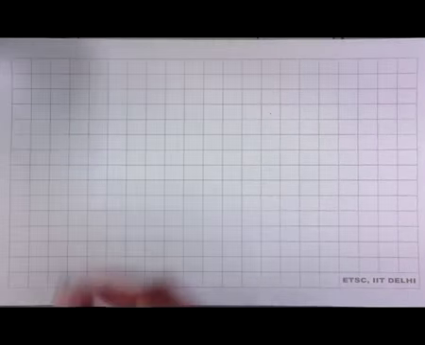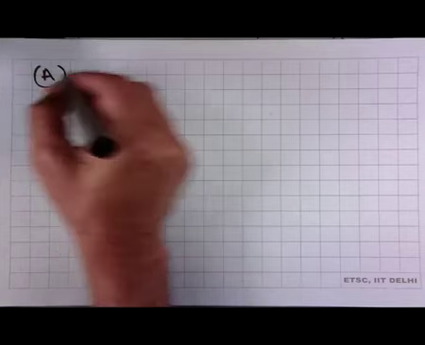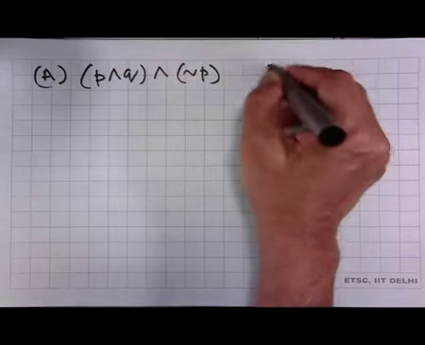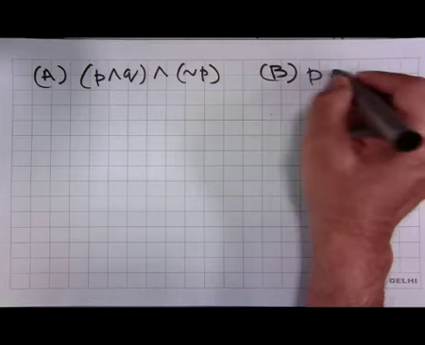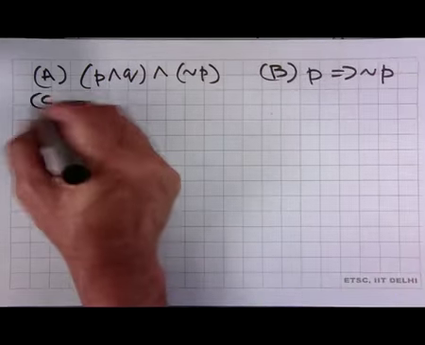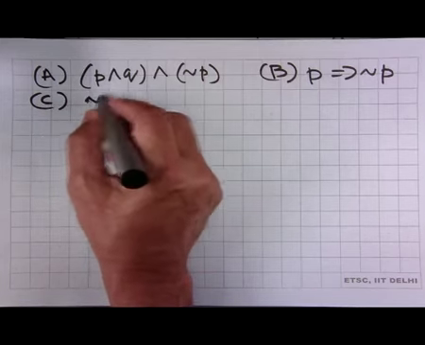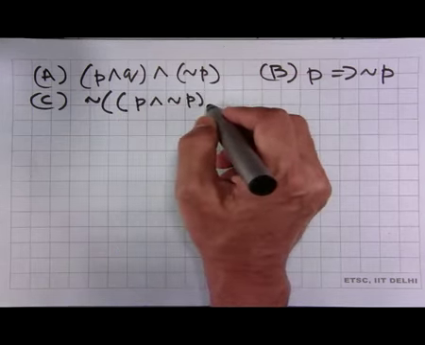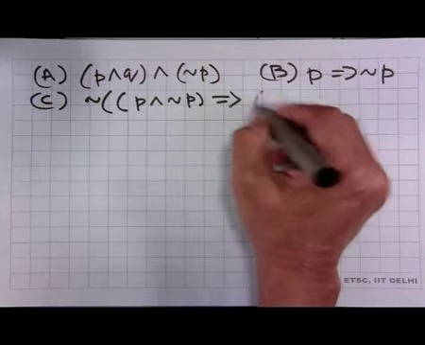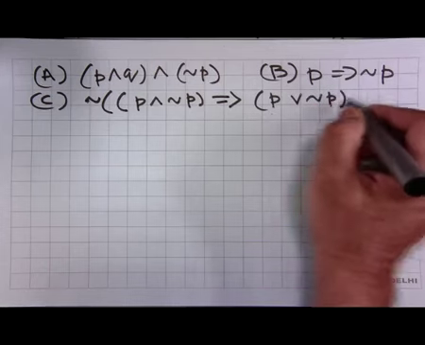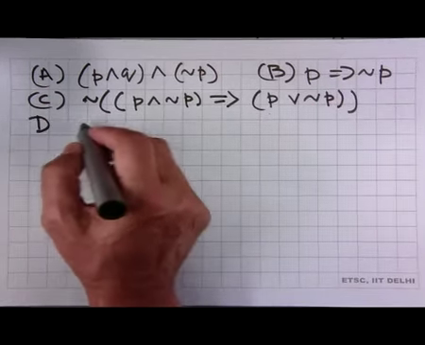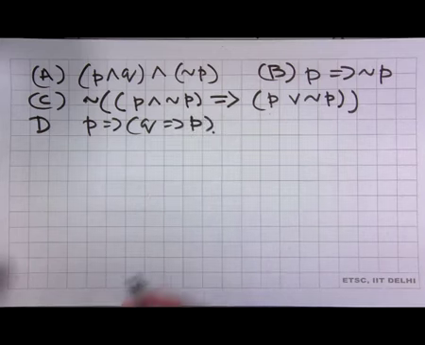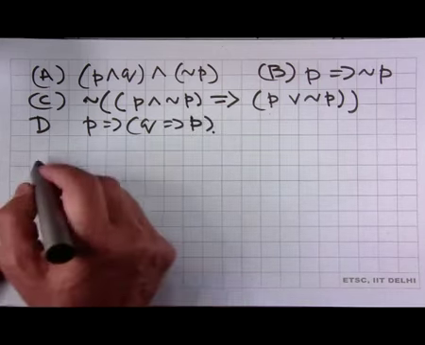So, I write down the problems again. A, P and Q and not P, B, P implies not P, C, not of P and not P implies P or not P, and D, P implies Q implies P. Okay. So, let us see the first one.